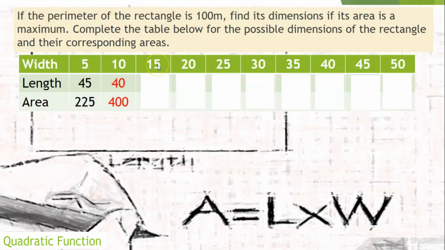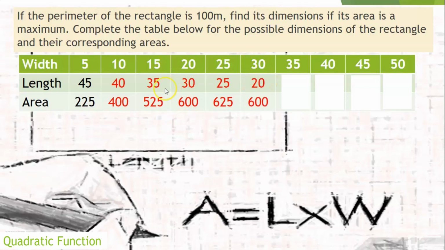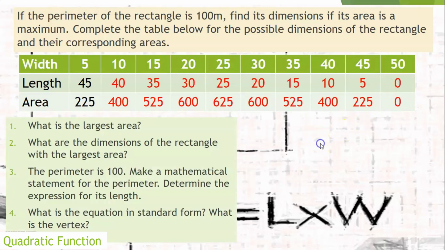If this is 15, this will be 35, and the product is 525. If this is 20, this will be 30, and 600 is the area. If this is 25, this is 25, and 625 will be the area. If this is 30, this is 20, so it goes back to this. So 35 and 15. If the width is 40, it would be 10 and 400. If it's 45, it's 5 and 225. If it's 50, it's 0, and the area is 0.